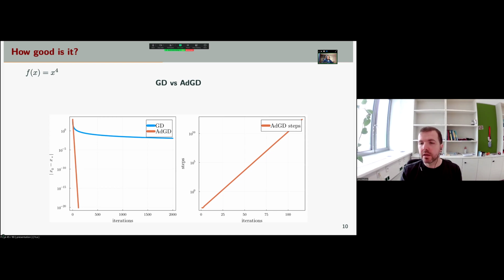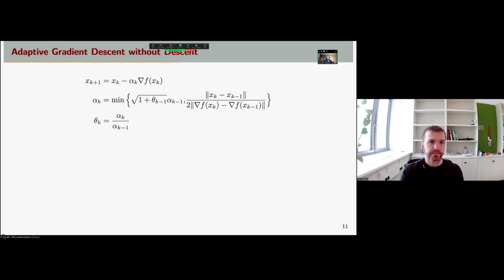And again, the reason is that the step size starts from a very small number and increases basically to infinity. That's why you have such fast convergence. Okay, so we rewrote the algorithm in a slightly different form. Let's try to understand why it has this form. Instead of L_k, I write it explicitly to make it shorter, and theta k is this ratio of step sizes, alpha k over alpha k minus 1.